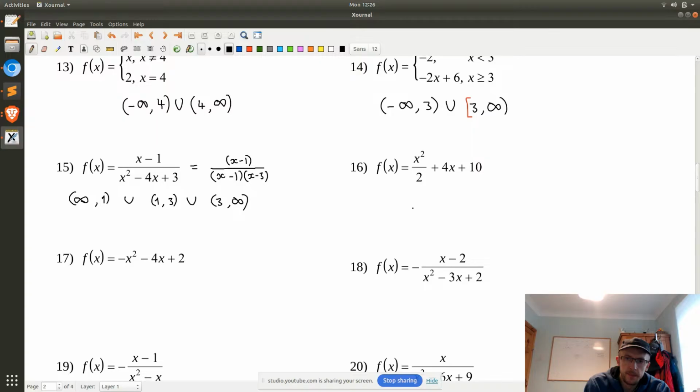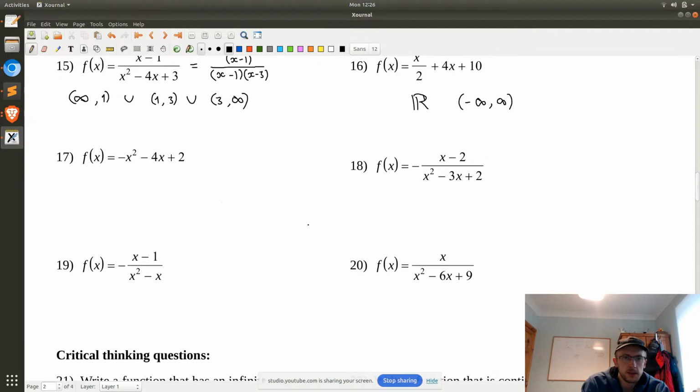As for this one, I think that this is continuous for the entire real number line. Or if you prefer, negative infinity to positive infinity. But now we must check. Okay, that's correct. Good. And here, this is continuous for negative infinity to positive infinity, or the real number line.